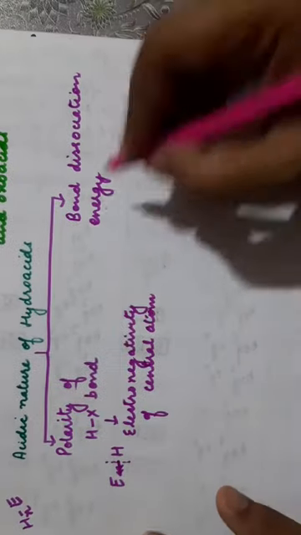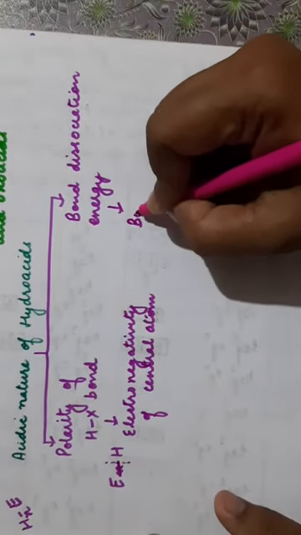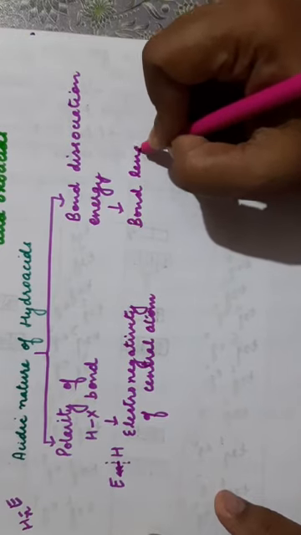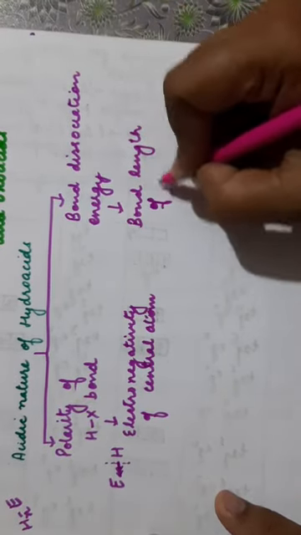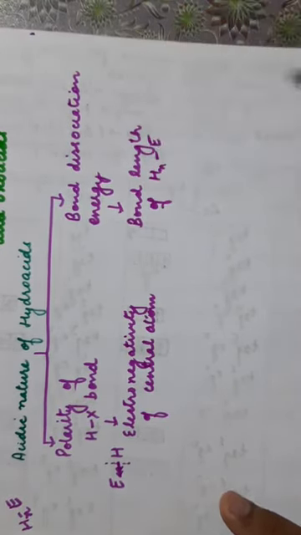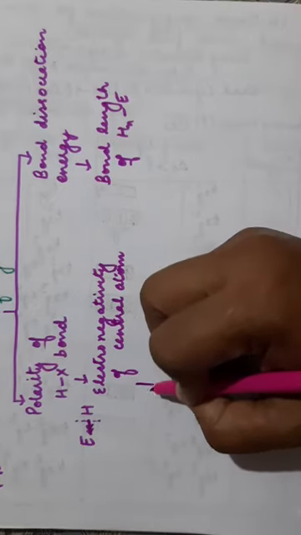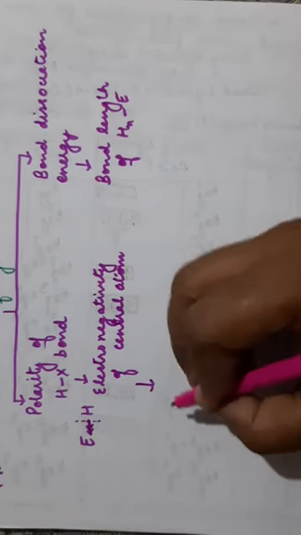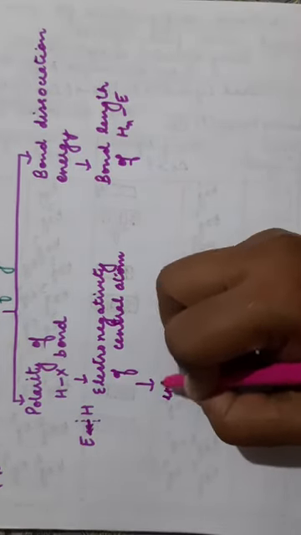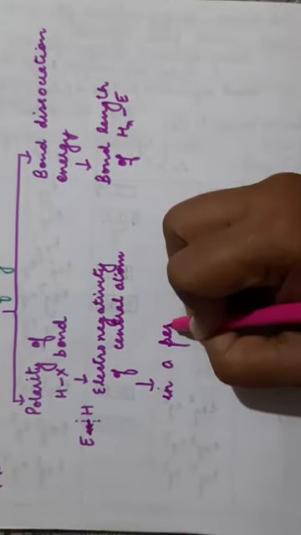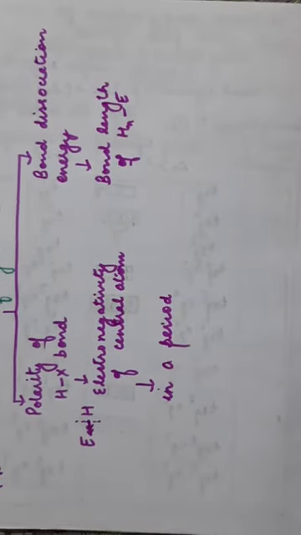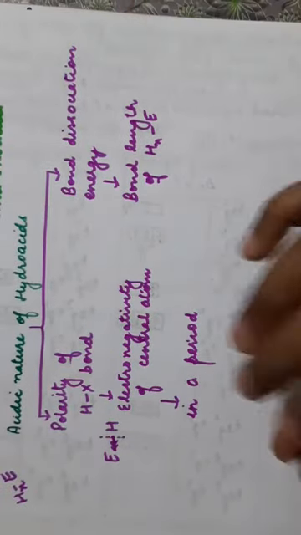Clear? Bond dissociation energy depends upon the bond length of H and E bond. What is the bond length? Now polarity of HX bond or electronegativity is the deciding factor when we decide the acidic order in a period. So when we have to decide the acidic strength in a period, we compare their electronegativity.